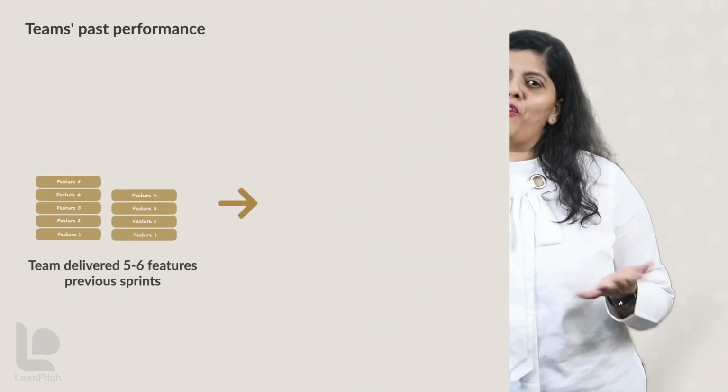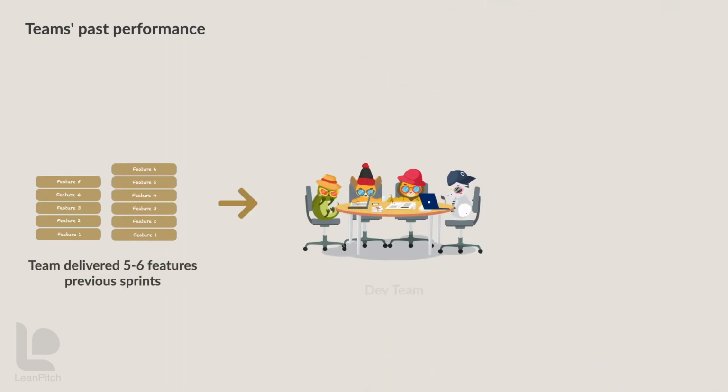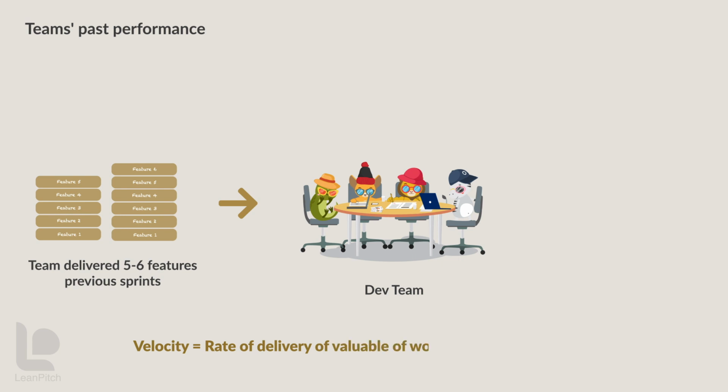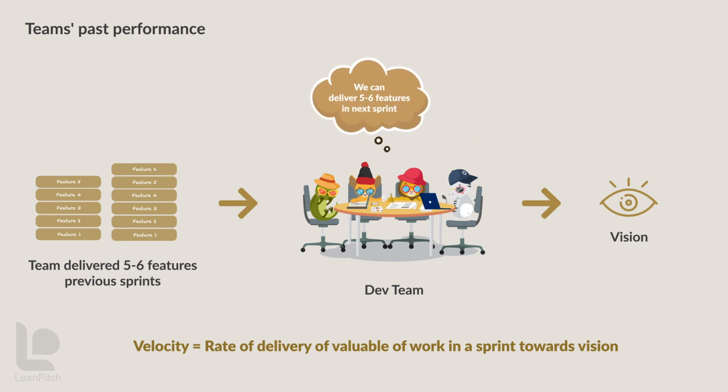Another input for sprint planning is the team's past performance. The past performance of the team indicates the team's collective capability of how much valuable work can be done in a sprint towards the vision. This will help the team to forecast. This could be represented in the form of the number of product backlog items delivered in a sprint, or the number of story points delivered in a sprint, etc., which the team generally calls velocity.